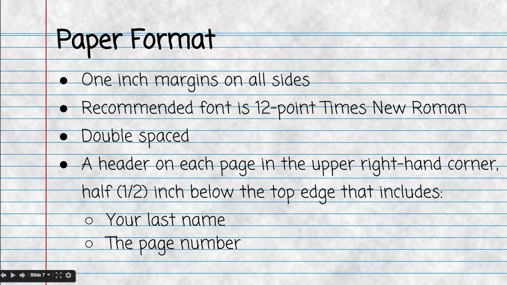For the paper format itself, we want to make sure that the paper has 1-inch margins on all sides, that you use a 12-point font that's easy to read. I would suggest using Times New Roman. You should try to double space your paper, and you're going to use a header on each page in the upper right-hand corner that includes your last name and the page number.